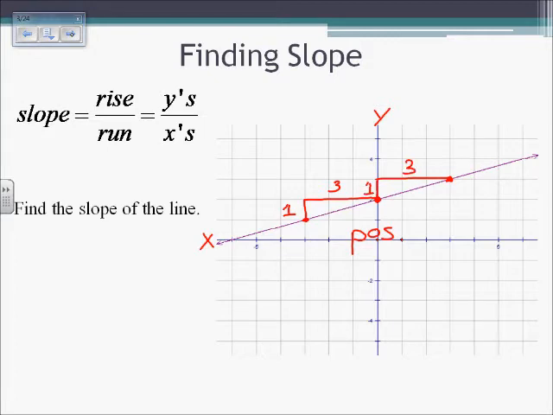Again, we want to rise with the y, so we have our y's over our x's. So we make the statement that the slope for this line is 1/3. We're rising 1 and we're running 3. So the slope of the line is 1/3.